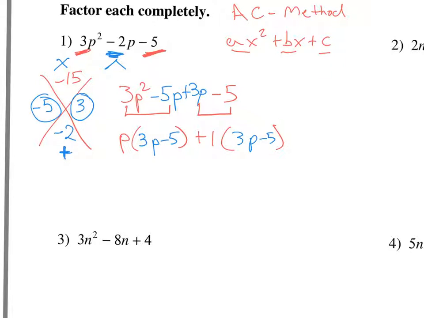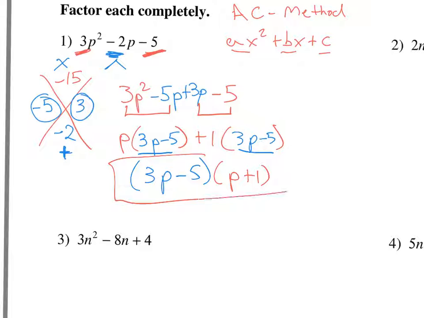All right, so we look at our factors, and we see, oh, we could factor out a 3p minus 5. And after we pull out the 3p minus 5, we see that we're going to be left with a p plus 1. And this is how you factor using this AC method. All right, so there's our very first example.